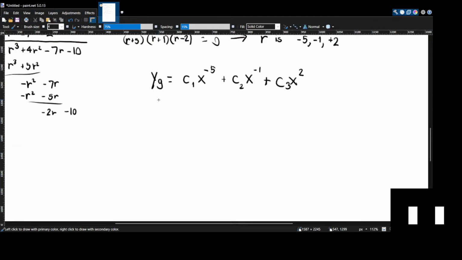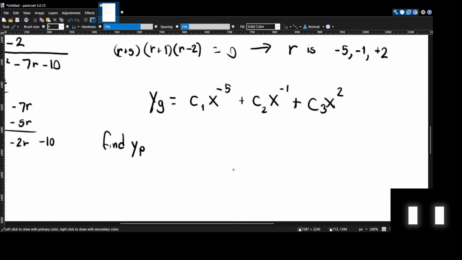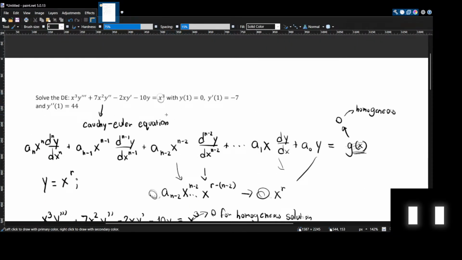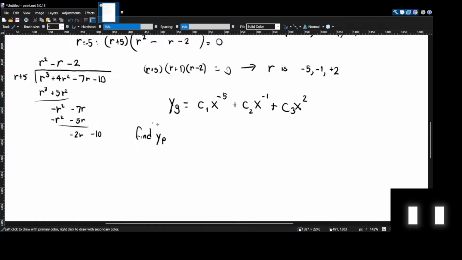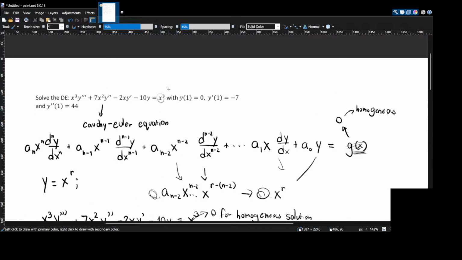The next thing we have to do is find YP, the particular solution to this equation, which means that before this, you plug it in, you're gonna get 0 on the right hand side. But now if we successfully find YP and plug it in, the right hand side is gonna turn into x cubed instead of 0.